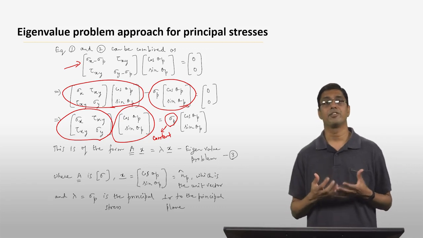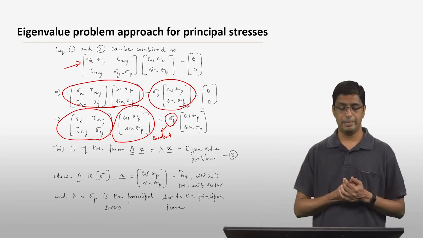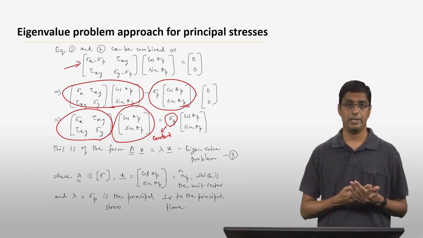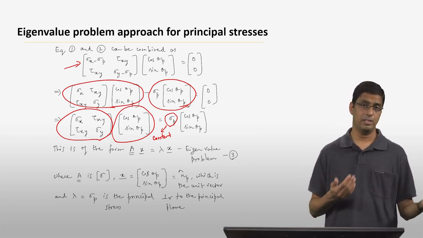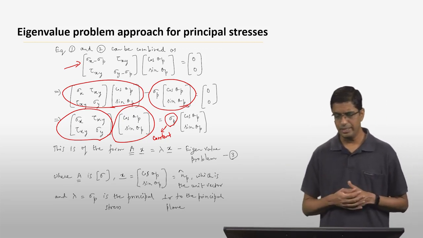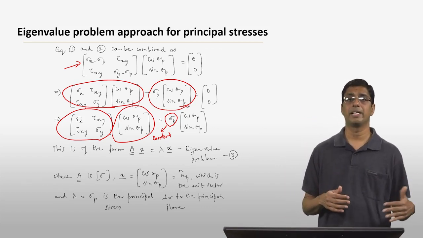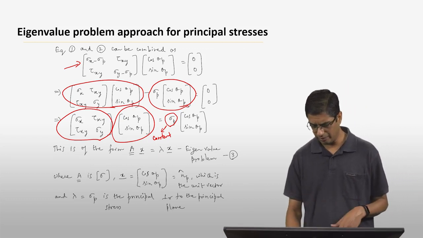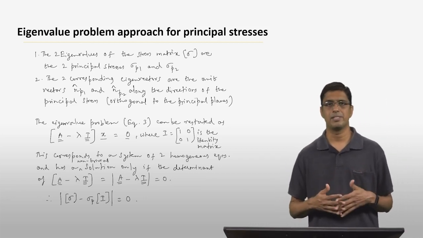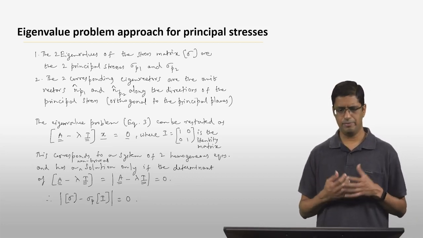So essentially, if you solve this problem Ax equal to lambda x, where A is the stress matrix and x is the eigenvector, then the eigenvalue that you get is your principal stress sigma p. The main thing to notice is that n_p cap is the vector that is perpendicular to the principal plane. So now it becomes clear that solving for the principal stresses is essentially solving an eigenvalue problem. A few things to think about.